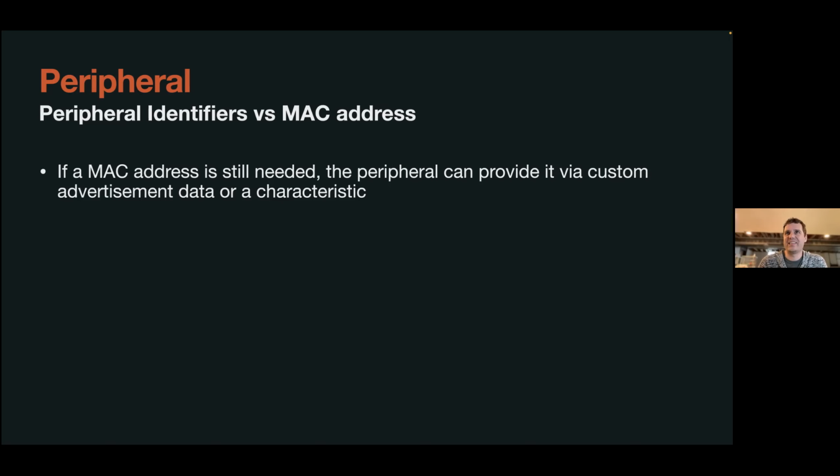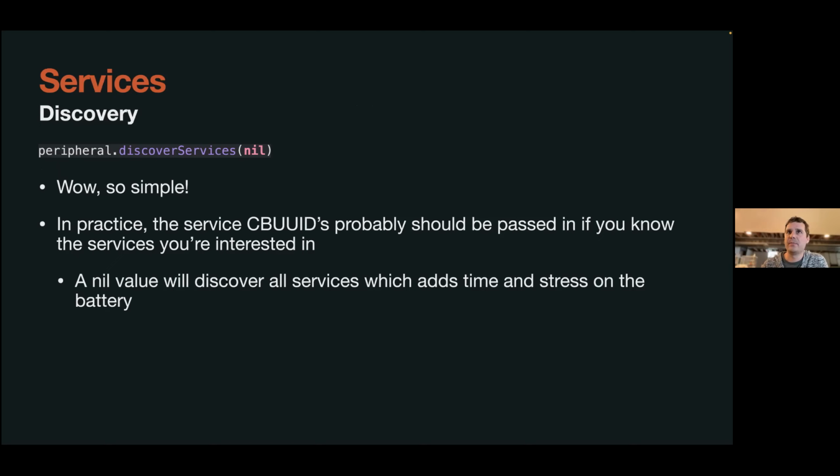And so if a MAC address is needed for one reason or another, there are a few workarounds, but the peripheral is able to provide that MAC address itself. It can do so within the advertisement data or via a characteristic. If it's a characteristic, you basically connect, read the value of that characteristic, and poof, you have the MAC address. But that would be the peripheral intentionally giving out the MAC address. It is not via Core Bluetooth. Hopefully that makes sense.